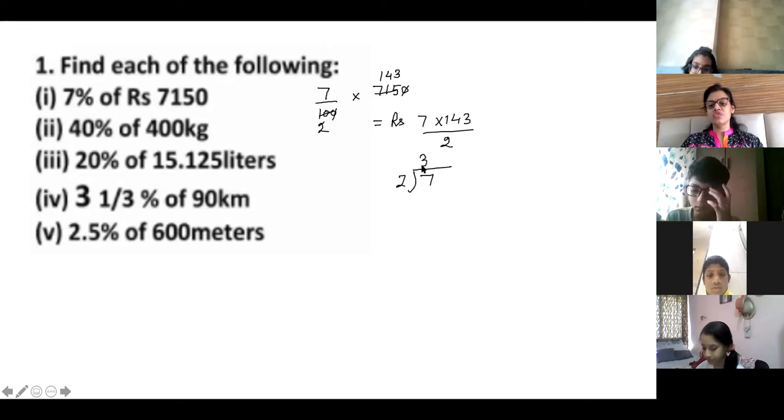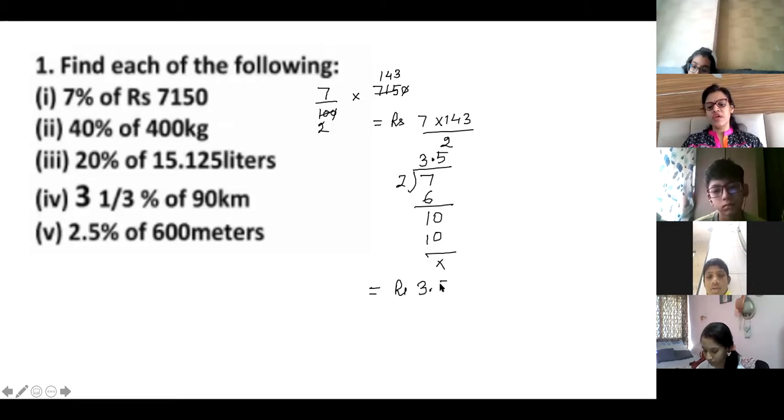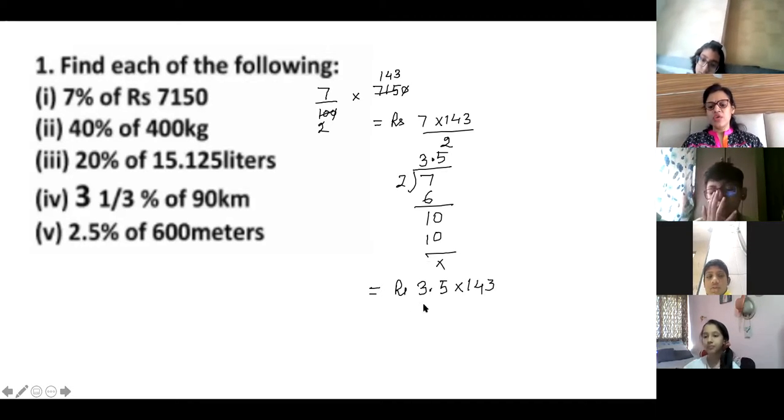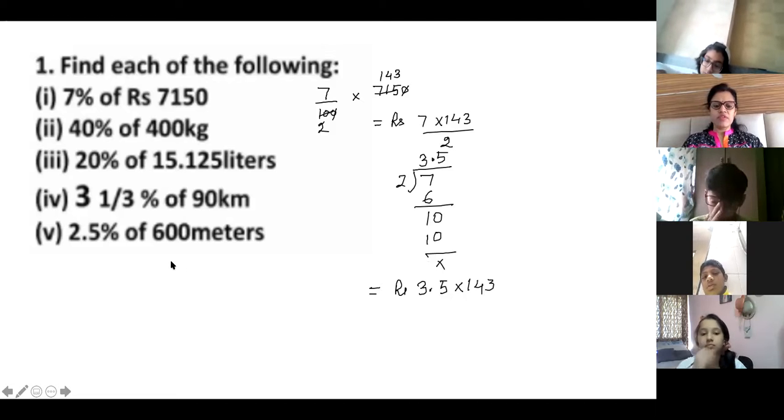I'll get 2 3s are 6 because this is a smaller number, so I am dividing these. Then you put a decimal, you put a 0, and you got 3 5s are 10. Okay, so 7 by 2 I have divided, I got 3.5. So my answer will be rupees 3.5 into 143. Now I can multiply 3.5 and 143 over here.